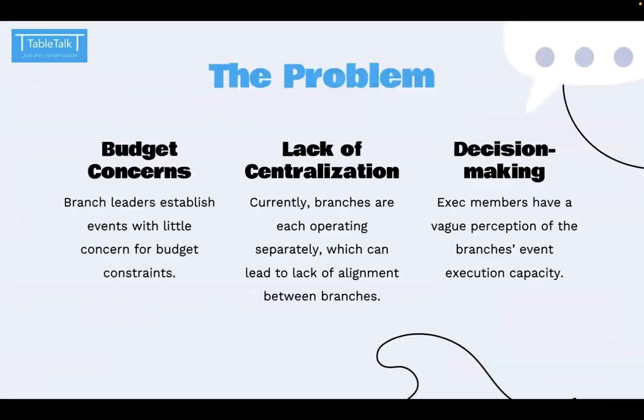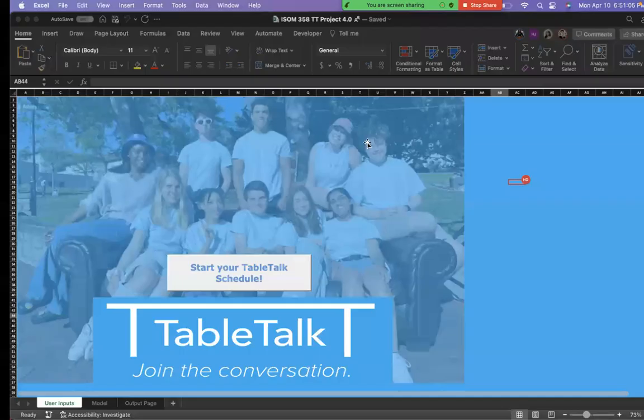Emory's campus. Right now, our problems lie in these 3 things. First off, our budget concerns. Sometimes some of our branch leaders make events without formally looking at our budget, so we want to address that. Secondly, we want to address our lack of centralization. A lot of these branches act individually, but we need to consider how these events will work together throughout the whole year. Lastly, decision-making, as exec members have a vague perception of branches' event execution capacity, which is something that we want to address. All right, let's just dive right into our model over here.